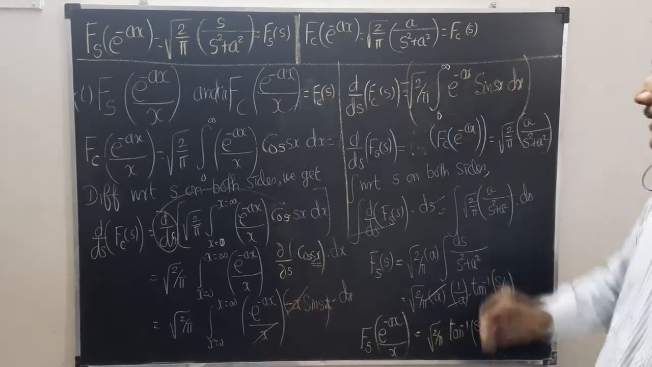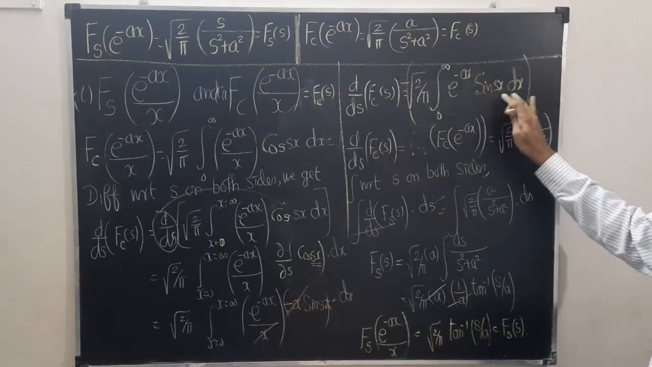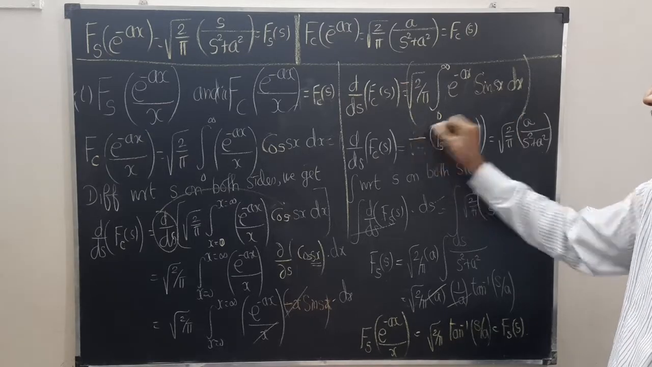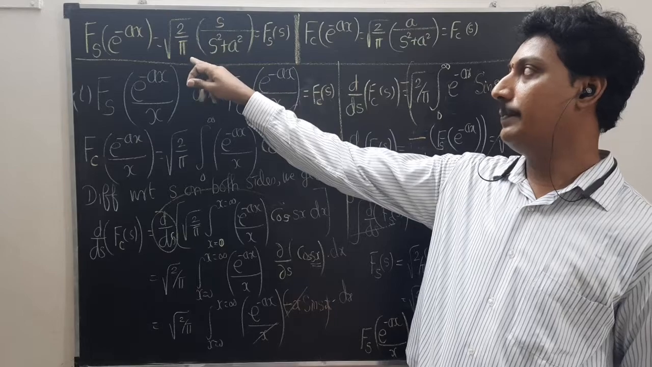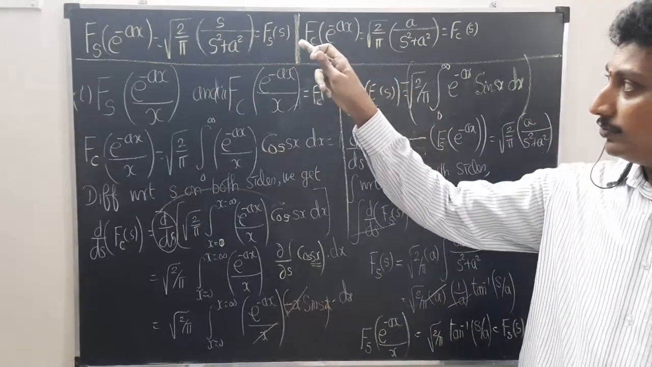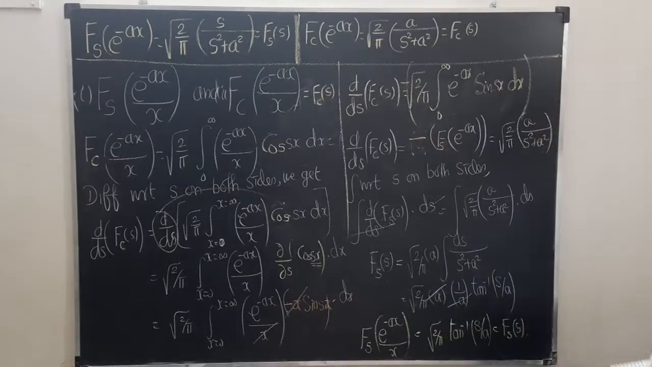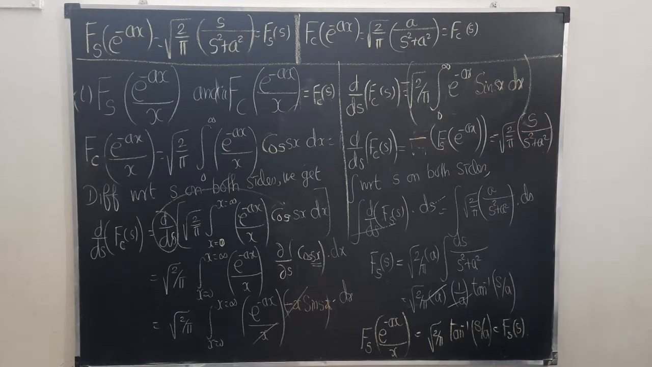Behind the term we have minus. So this is exactly the Fourier sine transform of e to the power minus ax with the minus sign. The Fourier sine transform of e to the power minus ax is nothing but root 2 by pi, s by s squared plus a squared. I made a separate video to derive these values, please go and watch it. Got it? Okay. So minus root 2 by pi, s by s squared plus a squared.